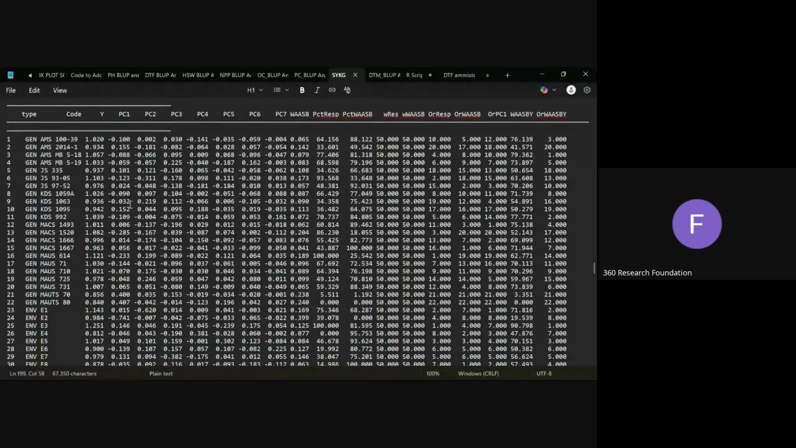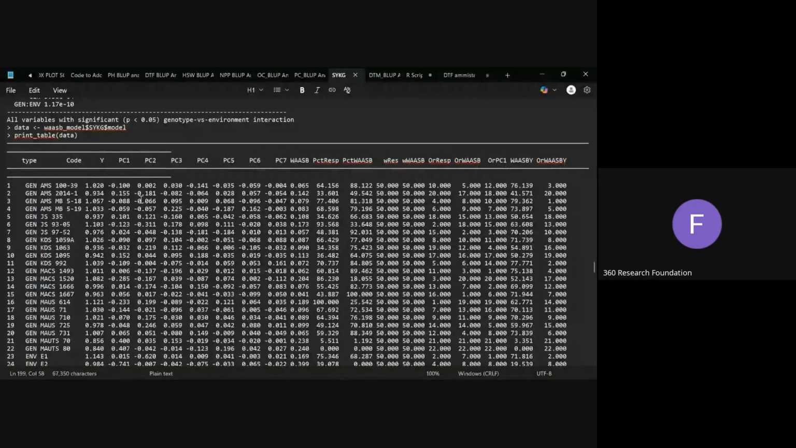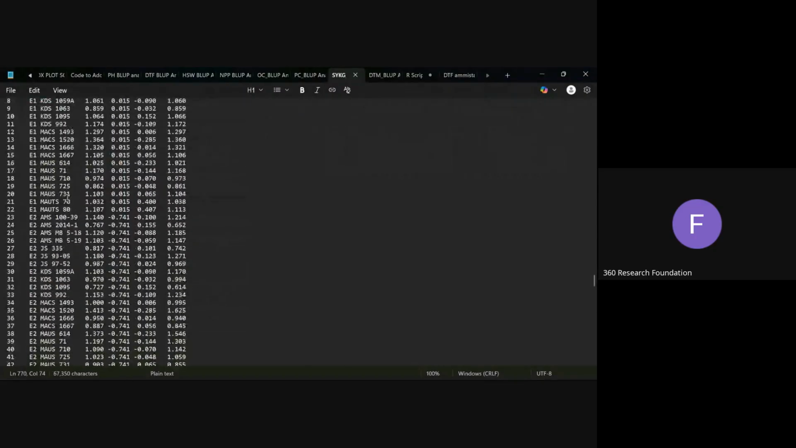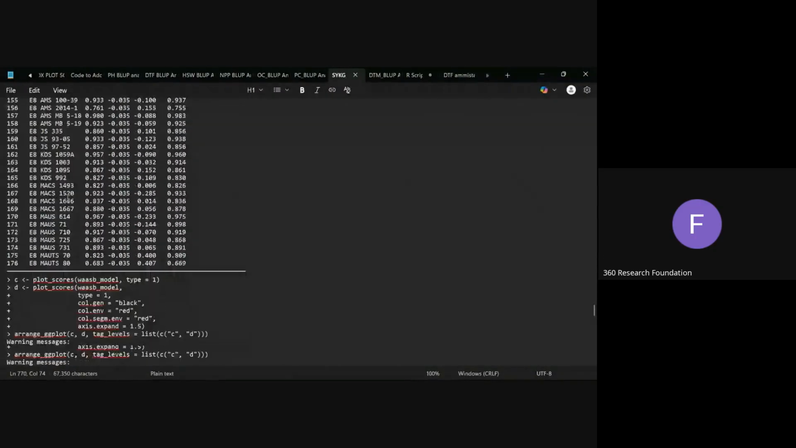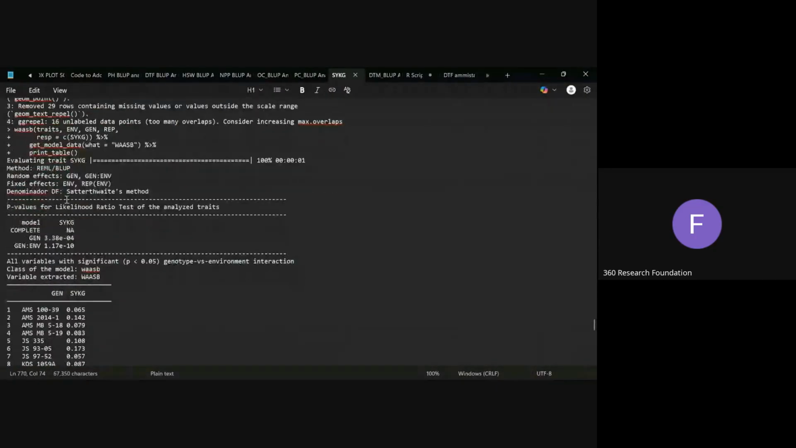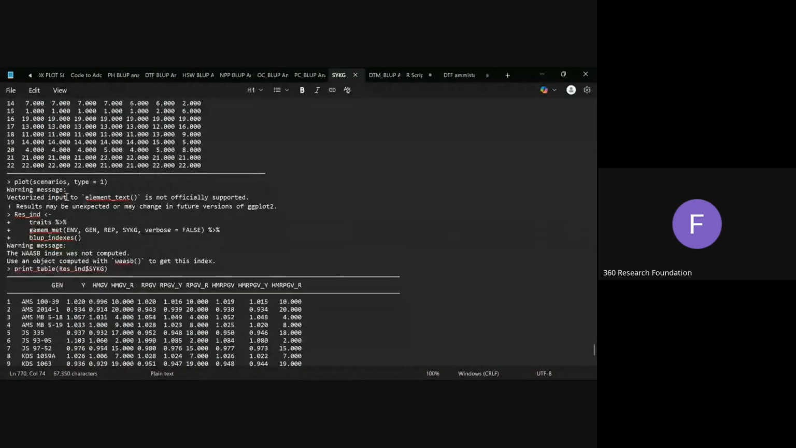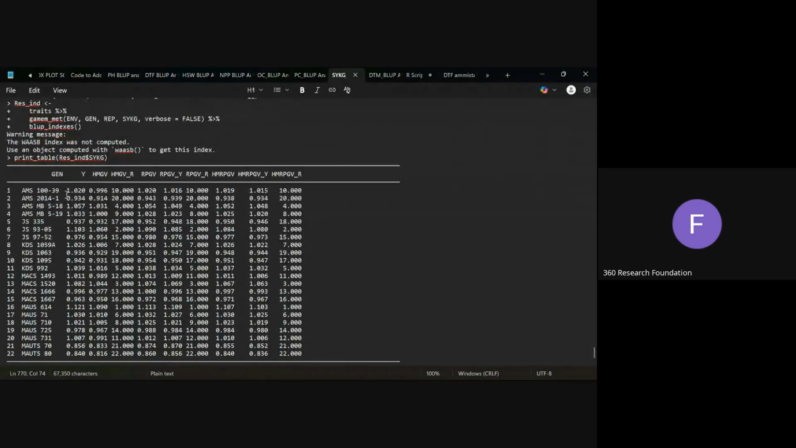Then these are the PCs, and like we got during AMMI, these are the WAAS parameters. The main thing is at the last of this file.